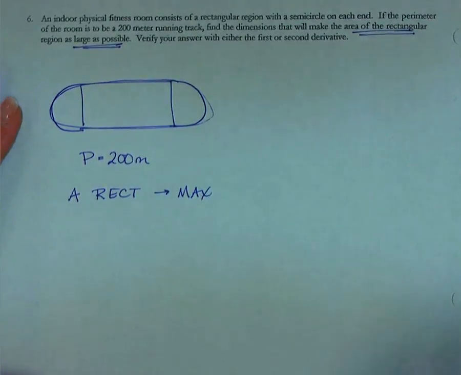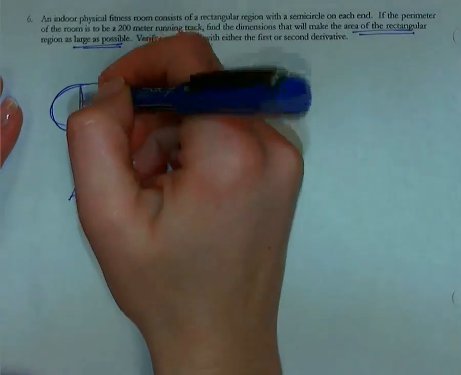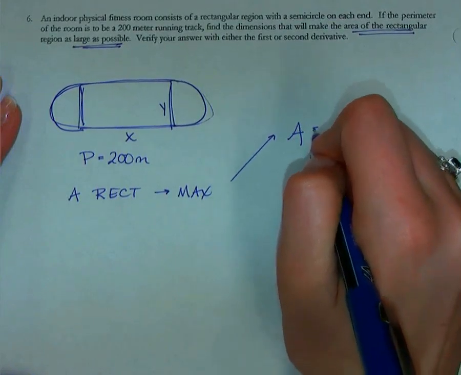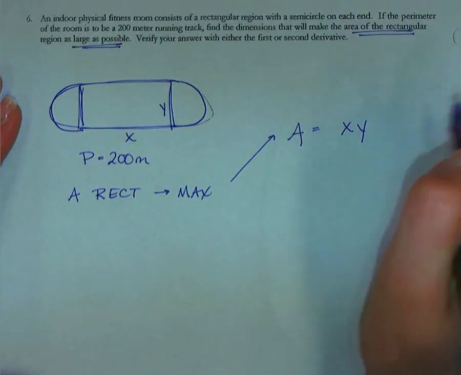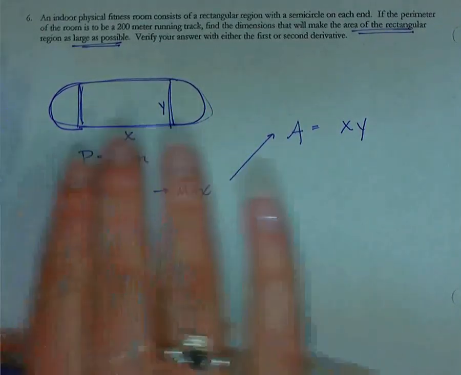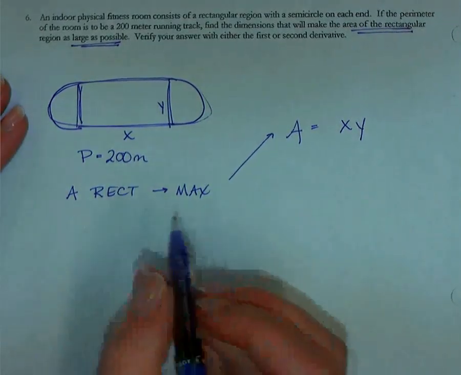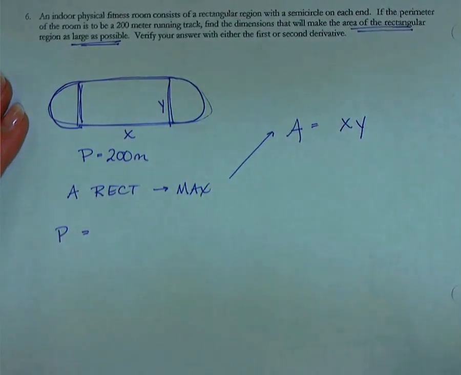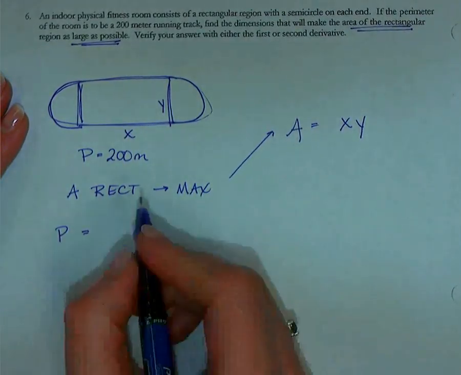All right, so I can figure this out. If I look at my rectangle, I can label that x and y. Therefore, the area of the rectangle is going to be x times y. Now, once again, I've got two variables, which is the problem. So let's try to find a way around it. The perimeter is 200. That was given to me. There must be a reason it was given to me. So I need to figure this out.